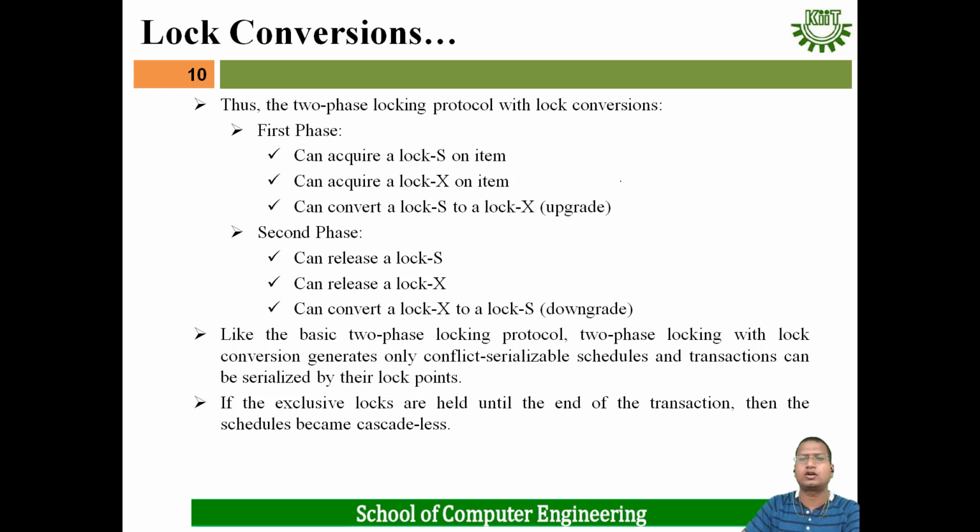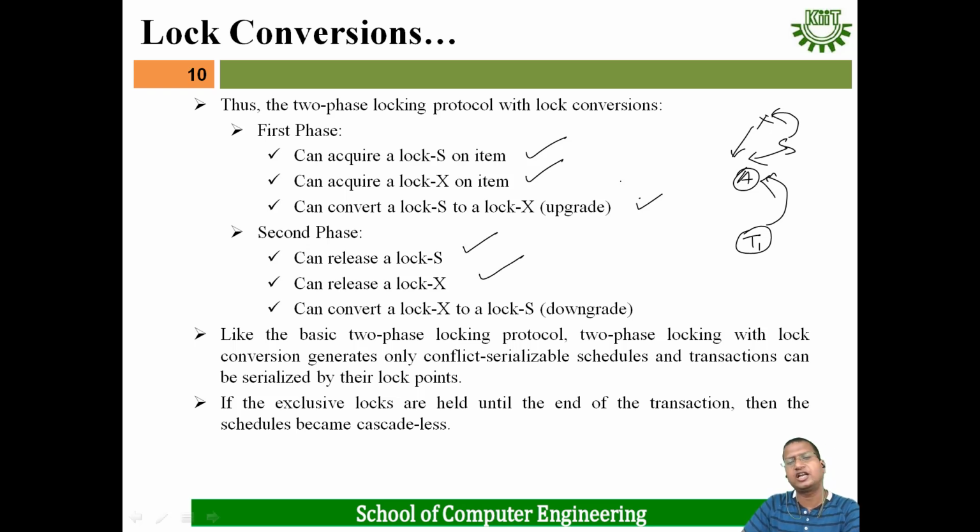Thus, in the two-phase locking protocol with lock conversion, the first phase can acquire a read lock on an item, then can acquire a write lock if required, then can convert a read lock to a write lock, lock S to lock X. Suppose a data item is there and a transaction T1. First, suppose it wants a shared lock, then it will apply a shared lock on the data item. Suppose after that it wants an exclusive lock on that data item, then it will upgrade the lock from shared to exclusive. In the second phase, it can release lock S, can release lock X, and can convert lock X to lock S.